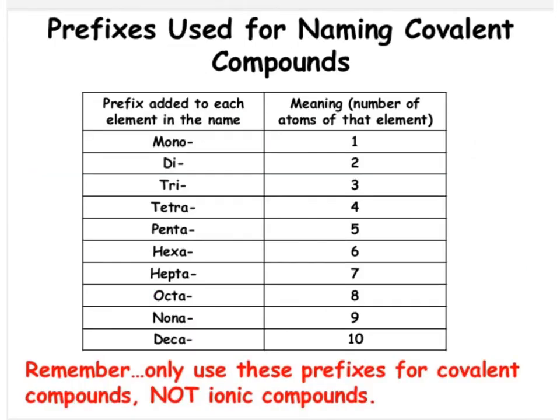Here are the prefixes used for naming covalent compounds. These are listed on your chem helper, so make sure you have your chem helper when you do the quiz. Mono 1, di 2, tri 3, tetra 4, penta 5, hexa 6, hepta 7, octa 8, nona 9, deca 10.